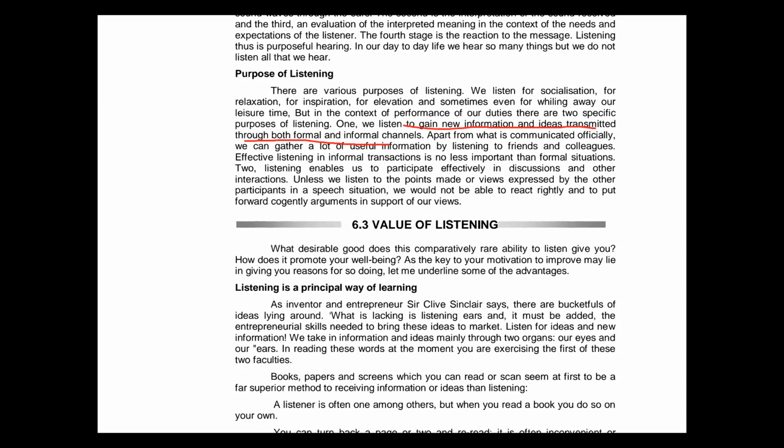Number two, listening enables us to participate effectively in discussions and other interactions. Unless we listen to the points made or views expressed by the other participants in a speech or situation, we would not be able to react right and to put forward cogent arguments in support of our views.